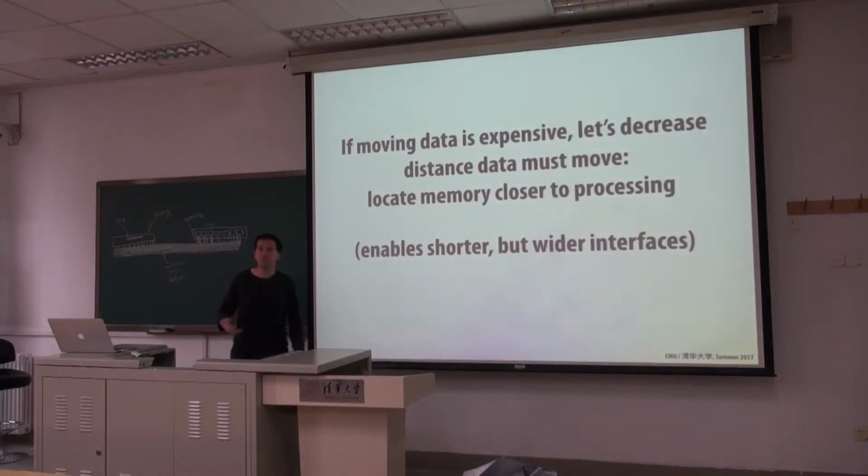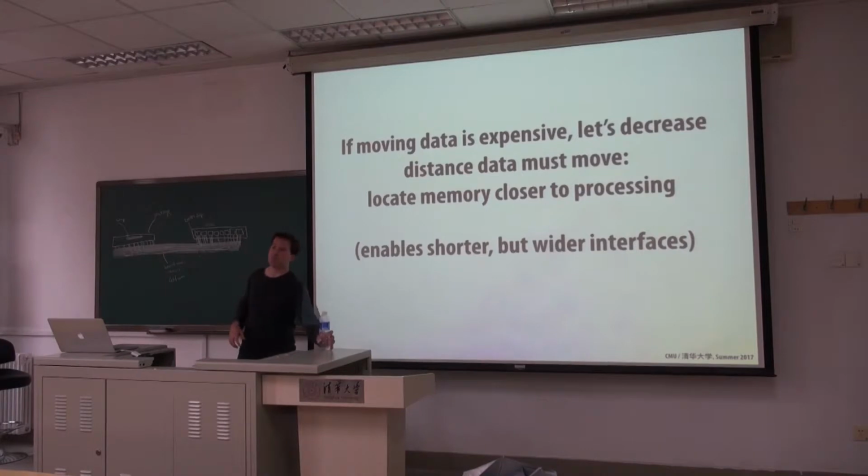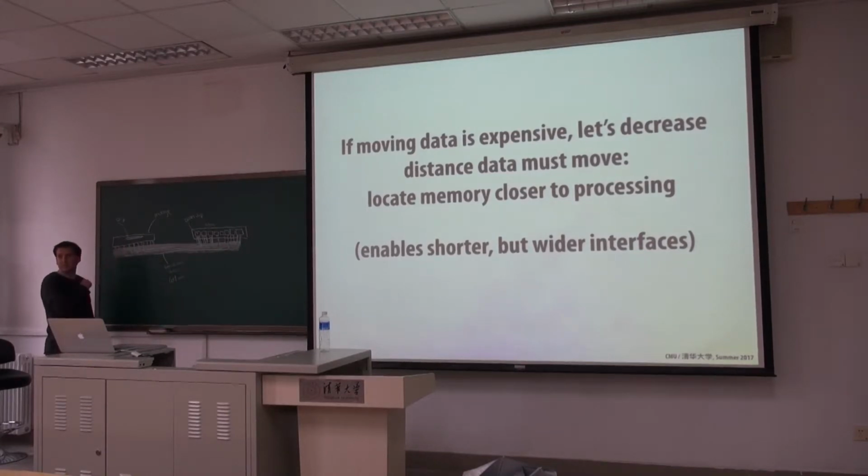So, if moving data is expensive, one answer is, well, let's move less data by changing our code. Let's access data in on-chip memories as much as possible. Another solution is, if moving data is expensive, let's move data less far. Let's try and bring memory closer to the processor so we don't have to move it all the way over here every time to burn all this energy.